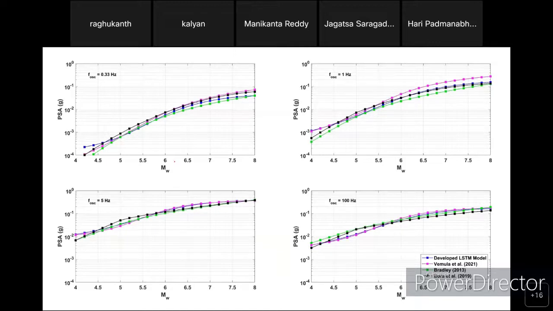So as magnitude increases, how the pseudo-spectral acceleration at 0.33 hertz increases, and how it increases at 100 hertz. So we know physically the slopes will be different, the spectral accelerations vary differently. So all those physical features, the magnitude saturation, the change with respect to the soil condition, how they behave with the distance, whatever we know from the physics, our LSTM also more or less gives the same things, which increases the confidence in using these parameters in our hazard analysis.